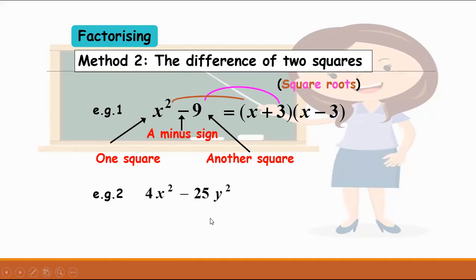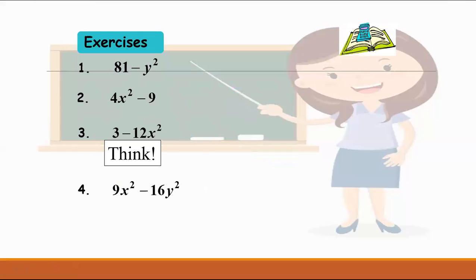For example, 4x squared minus 25y squared. 4x squared is the square of 2x. 25y squared is the square of 5y, and there is a minus sign. So that is an indication of method number 2. It is equal to 2x plus 5y, 2x minus 5y. Now, there are a few more examples. You can pause the video and solve them.